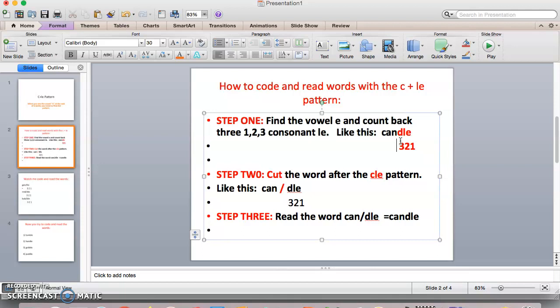When I found my pattern, I have to go to step 2 and cut the word, just like I did here. So I did 1, 2, 3, consonant LE, cut it, and now I have two parts of this word. I see my CVC pattern, and the word says can, and then I look here. Boys and girls, I know that the E is always silent at the end of a word. So I know that this says do. And now I put my word together. I read the whole word. I go can, do. I put it together, candle.